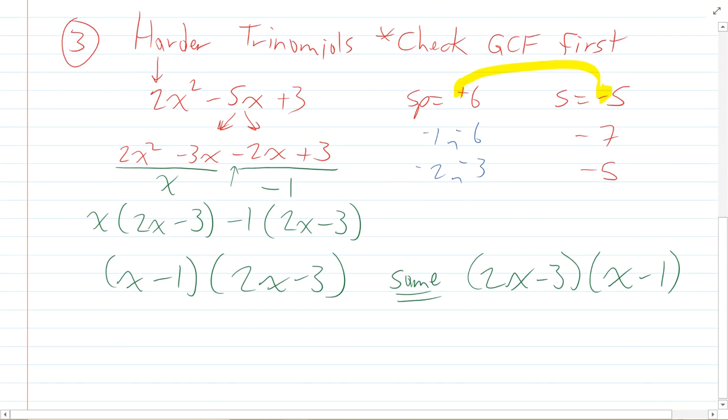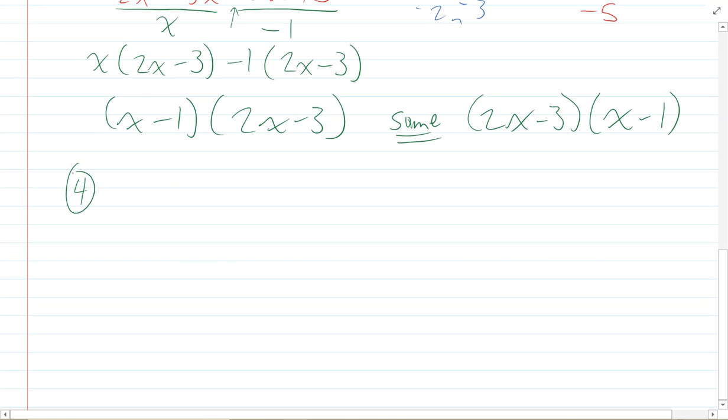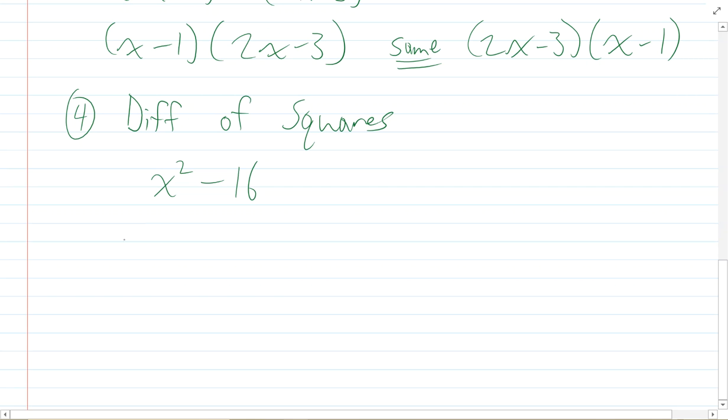Okay, good. The last type that I'd like to go over is the difference of squares. So the difference of squares would be something like x squared minus 16. So factor that one, and I would square root the very first term. So it's square root, and I get x, and then I get 4 and 4, and I have to have different signs, so plus, minus. Okay, and that is it, difference of squares.